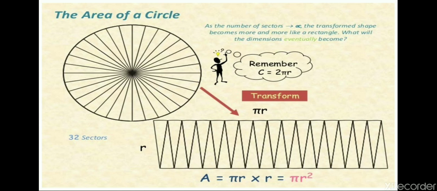So length into breadth, pi r into r, which will give pi r square. So these are all the basic concepts of areas and perimeters of 2D shapes.